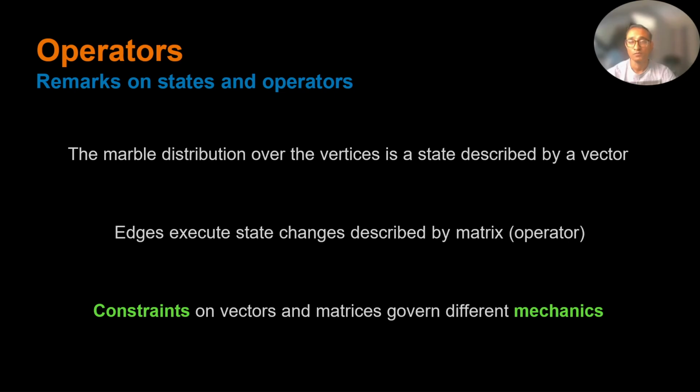What we can learn from this simple example is that the marble distribution over the vertices is described by a vector, as we have also seen in the first video of this series. Edges execute state changes, which is accomplished by a matrix or operator as we call it. And then with the combination of this with different configurations or different constraints, as we say, on vectors and matrices, we can govern different mechanics.